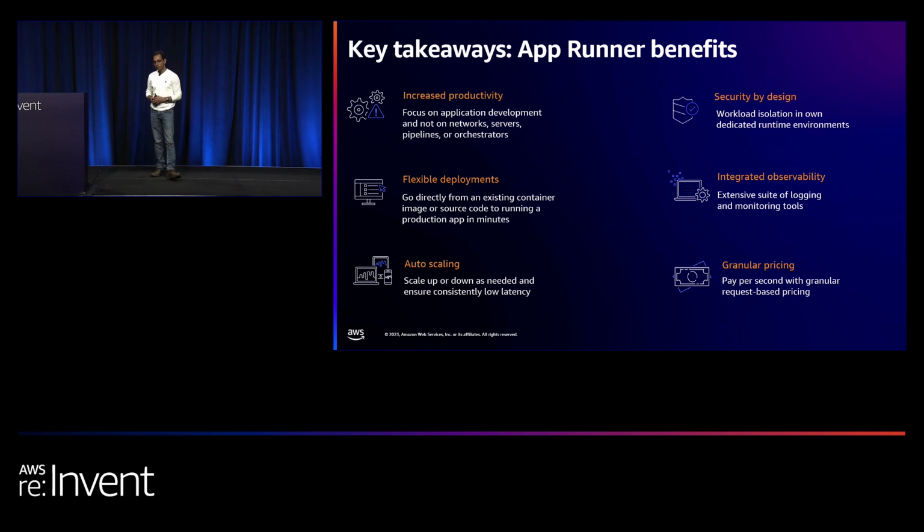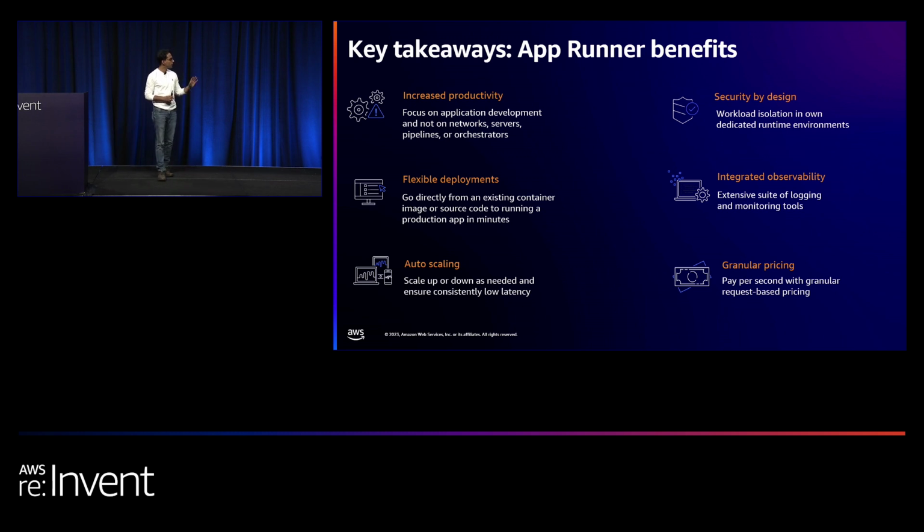As Nathan showed, flexible deployments: you can start with your source code. You can also start with your container images. App Runner will make sure that the deployment is safe and secure. There is no downtime. App Runner performs blue-green deployment behind the scenes, and it also looks at your container registry or source code repository, and whenever there is a change, it deploys a new version. Auto-scaling, as Nathan showed, is a unique thing that you would not get from traditional load balancers, and it optimizes for your application performance and latency.